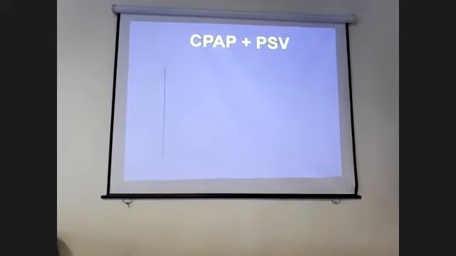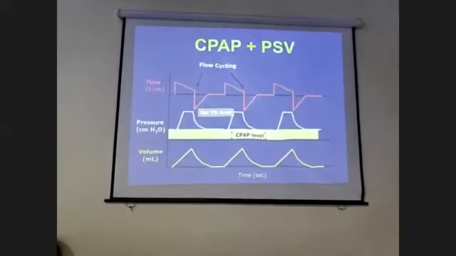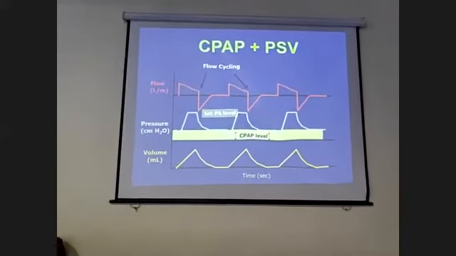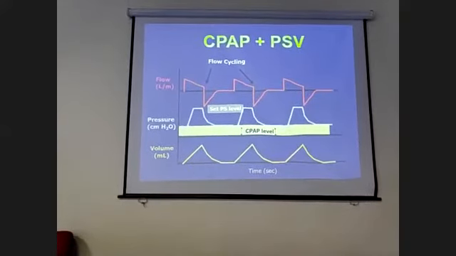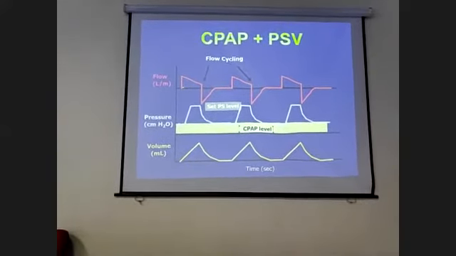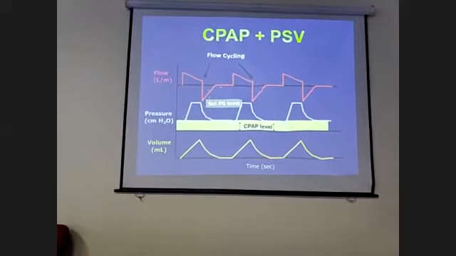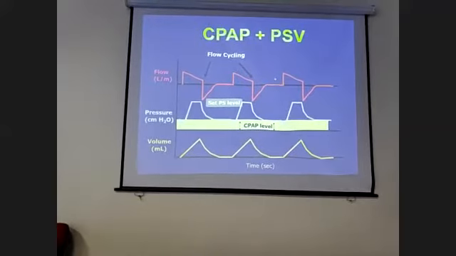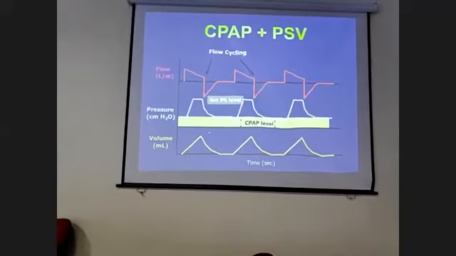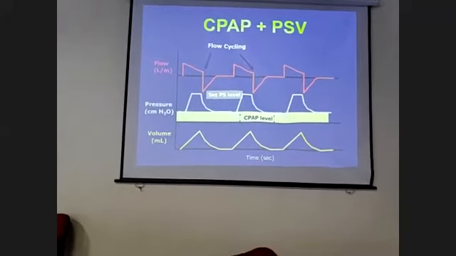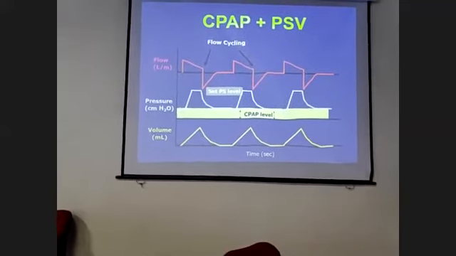Now, the second important one is CPAP and pressure support. Here again we have three scalars: flow time, pressure time, and volume time. Now, this is the flow cycling. The patient is breathing on his own. You can look at this cycling, it's going like this. And these are pressure support flow cycling breaths. And when we look at the pressure time graph, again, there is a trigger. This is the CPAP level.